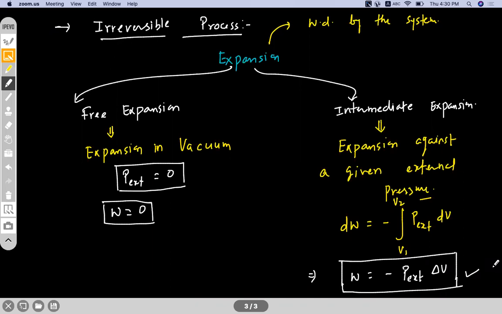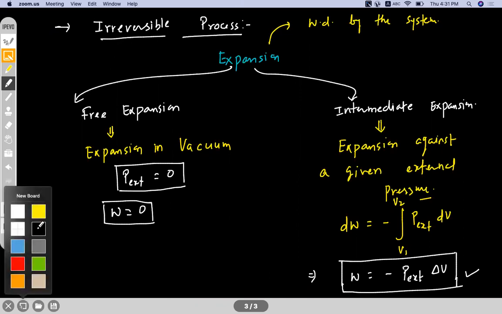Correct, no doubt. Yeah, so this is a very simple case we have. If you get it, you just find out P dV and you can get the answer. Now, the case is that we had discussed it once. You know the concept behind this, what to do and what not to do.